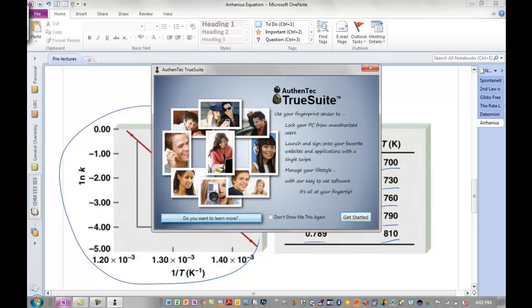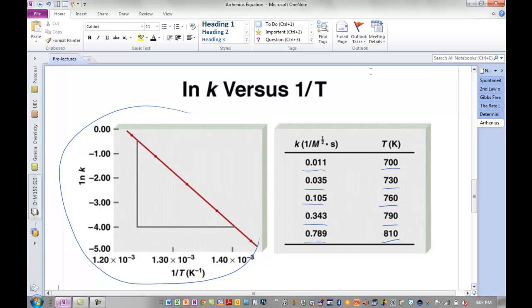This is the most frustrating thing I have ever seen. I have no idea where this program is coming from. I have no idea what I'm hitting.